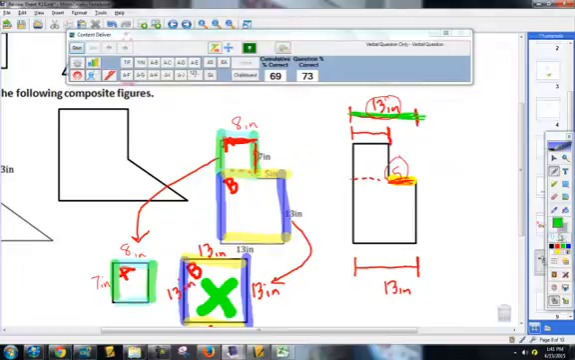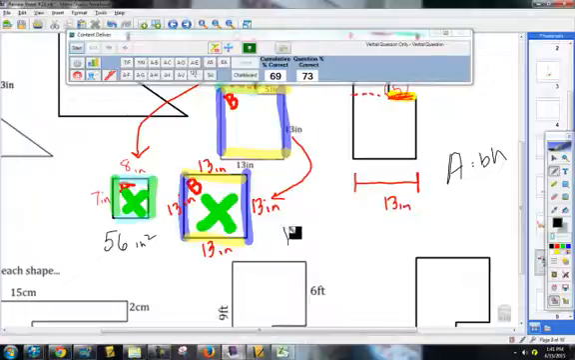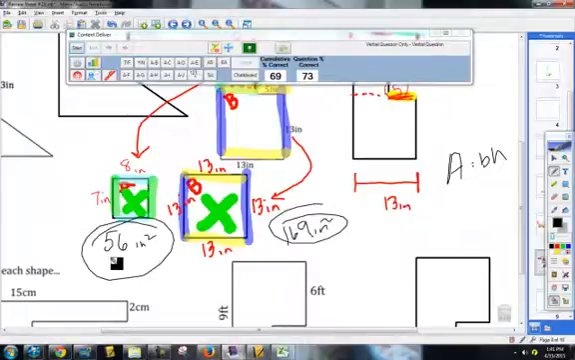Can I find the area of this now? Do I have enough information? Yes, I do. So here we go. I'm ready to find the area of both. So I do area equals base times height. That's going to be 56 inches squared. And this one's going to be 13 times 13, which is going to be 169 inches squared. I need to take them and add them up, and that's where we got our answer of 225 inches squared.